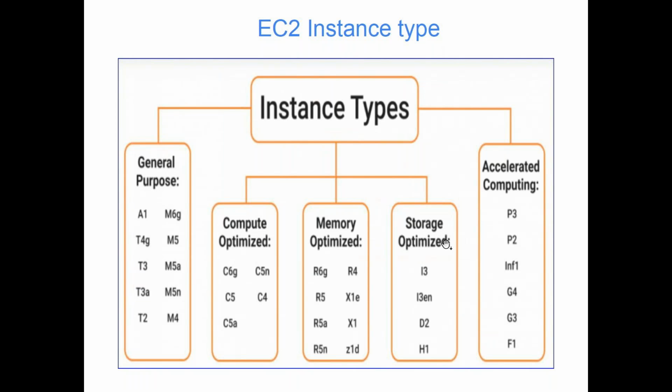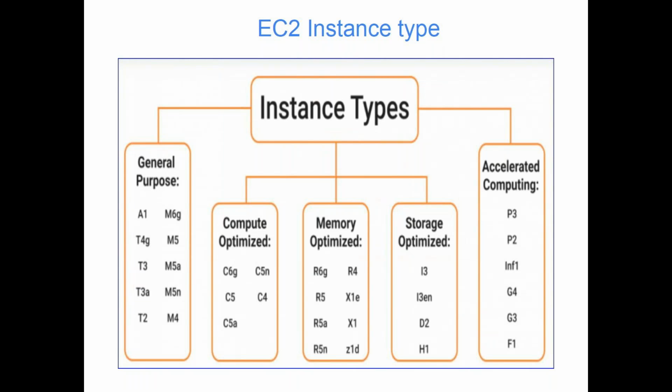That means you need a lot of storage. You may need to read and write the data again and again, so you need performance while reading and writing the data. Computation may not be that heavy. In that case, you need a storage optimized instance. And similarly, accelerated computing. It's again related to machine learning stuff, or medical research and so on, where a lot of computation power is required.